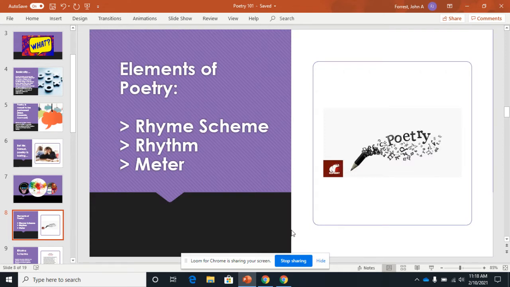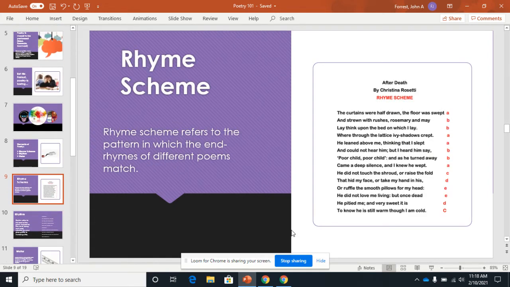So there are three main elements of a poem. There are three main things that make a poem what it is. Those are rhyme scheme, rhythm, and meter. And we're going to very quickly go over these three different elements. So number one, rhyme scheme. Rhyme scheme refers to the pattern in which the end rhymes of different poems match.